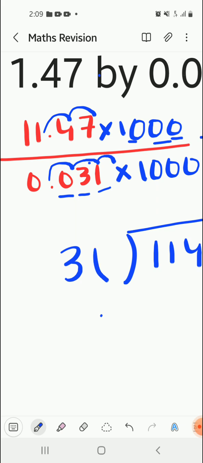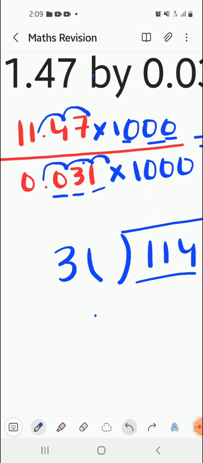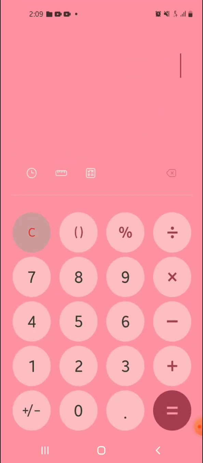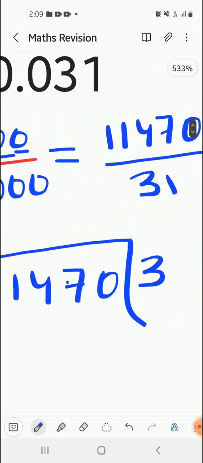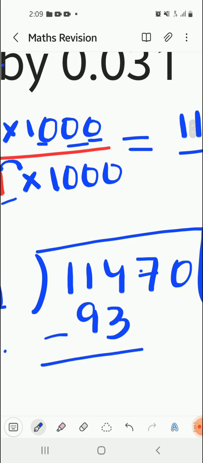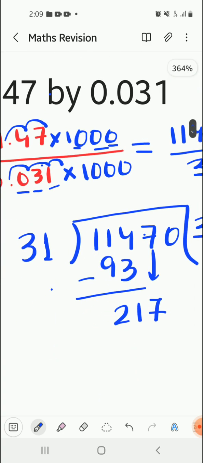Okay, so first you can see the first two digits, 11, are less than 31, so we have to consider the first three numbers, that is 114. 31 is very close to 30, so we will take 31 into maybe 3. We will do it first and check the answer. 31 into 3, we will get 93. Now 114 minus 93 is 21. Now the 7 shifts here. Now we have got 217.